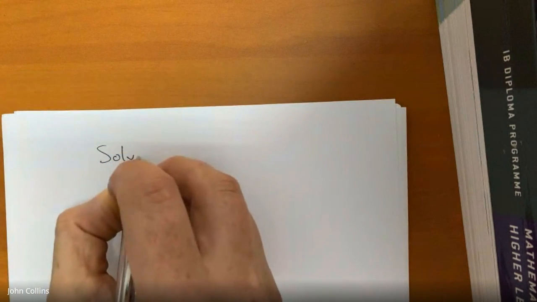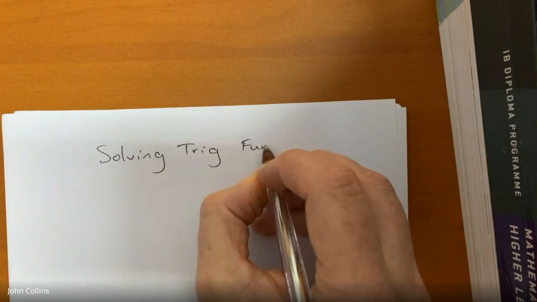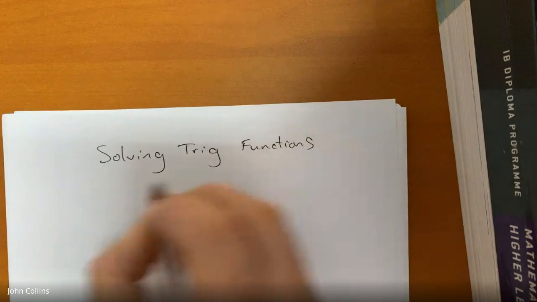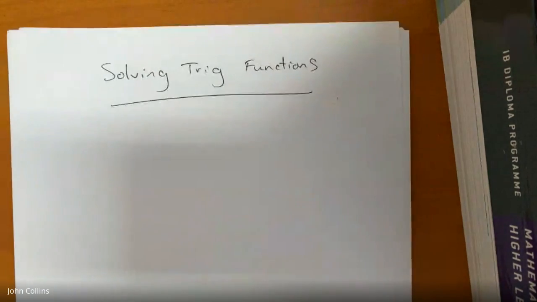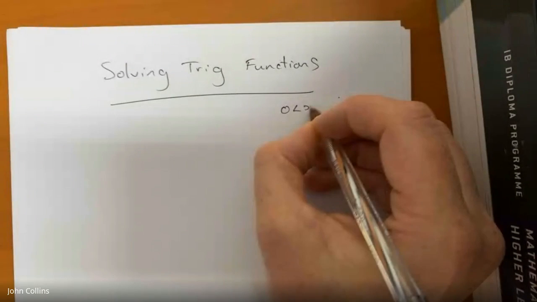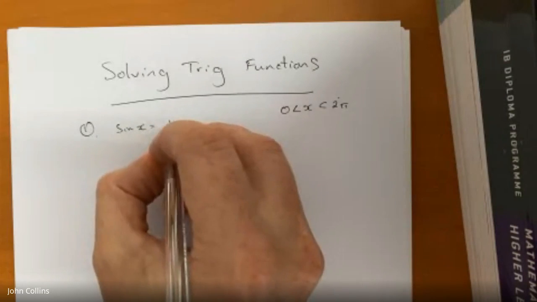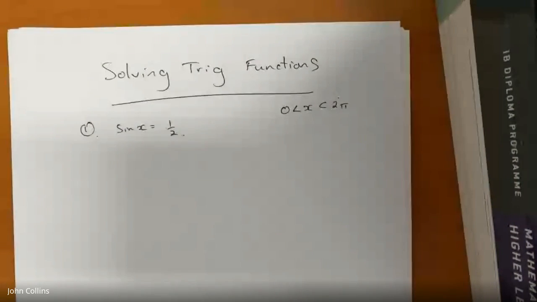Okay, let's move on to solving functions. Do you have a question? No, okay. So, let's start off. For these three questions, the answer is between 0 and 2 pi. Okay, so question 1. Sine x is equal to 1/2. Talk me through how I'd solve that.